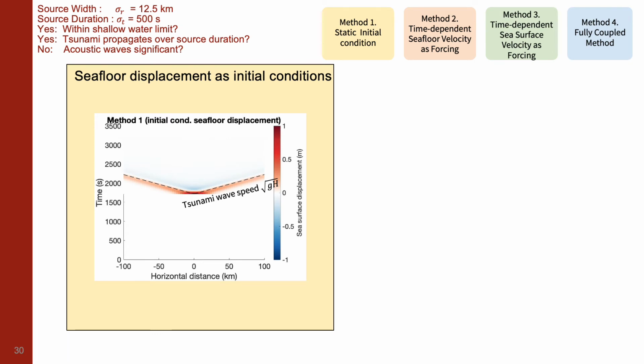In the one-way coupled approaches, we have run the earthquake simulation with an ocean without gravity. In method 1, we use the final seafloor displacement from the earthquake simulation as an initial condition in the tsunami simulation. On the left is a space-time plot showing the sea surface displacement from the tsunami generation and propagation in the tsunami simulation, with the tsunami moving out at the tsunami wave speed. We offset method 1's results by 1,700 seconds to make it easy to compare to other methods, because in other methods, the tsunami is not generated instantaneously.